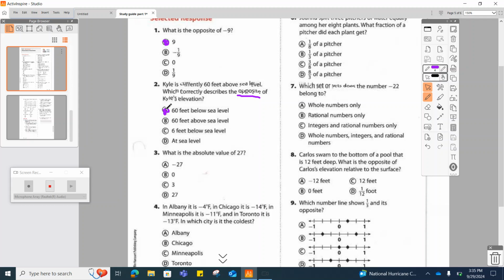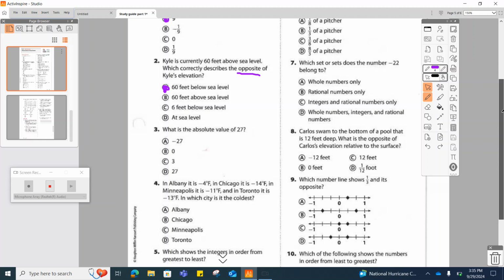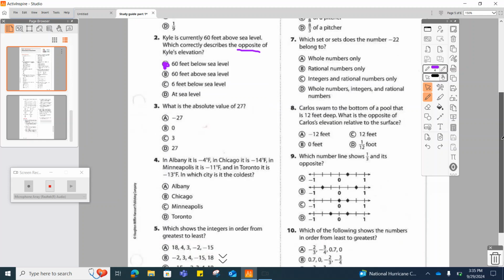Okay. Question 3. What is the absolute value of 27? Absolute value means how far the number is from 0. So 27 is 27 spaces from 0.